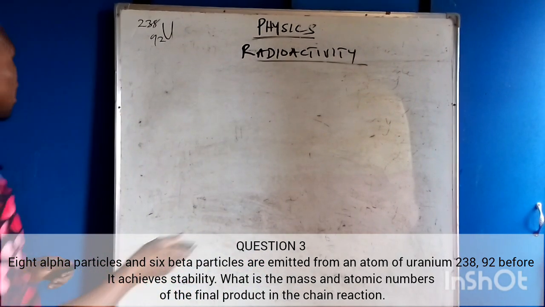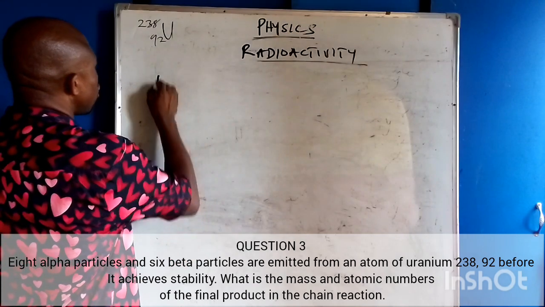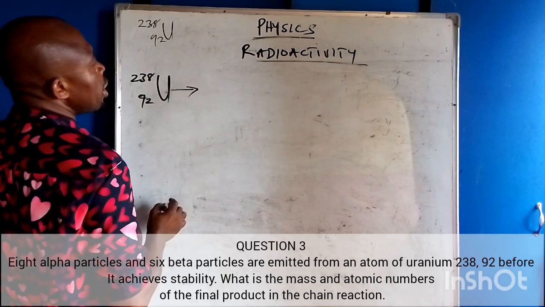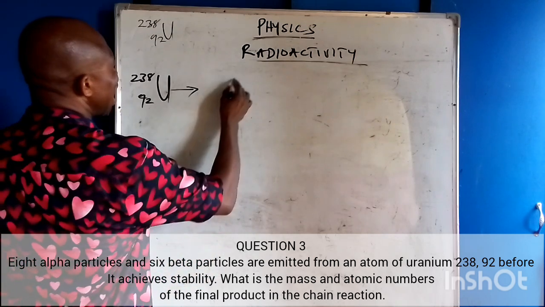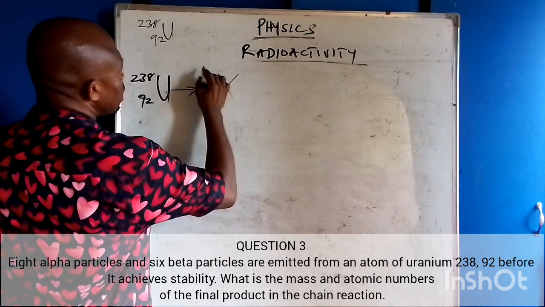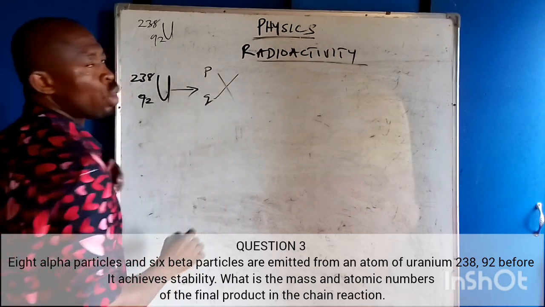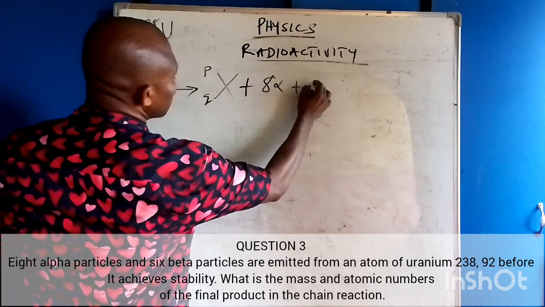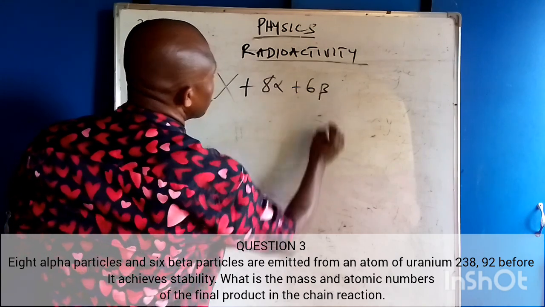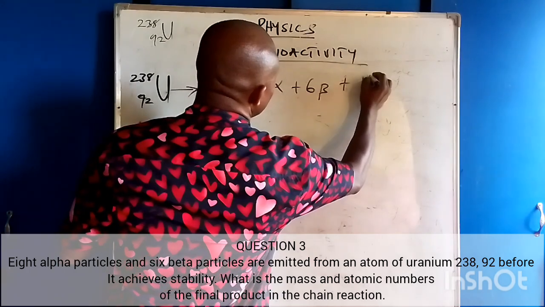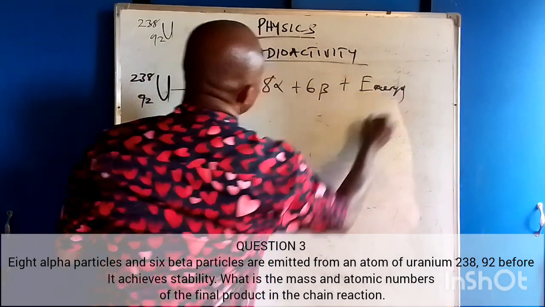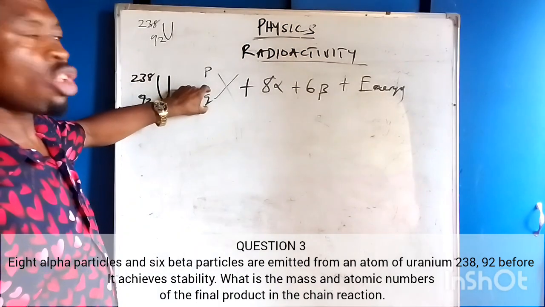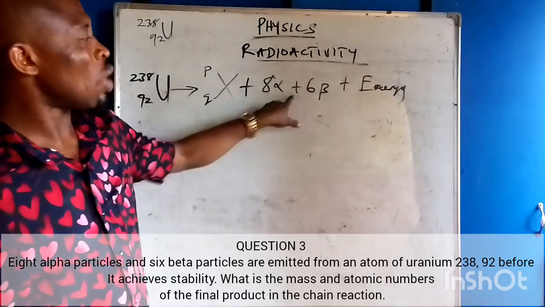So what we are going to do here now is, remember, this is uranium-238 with atomic number 92. It gives rise to, let's say, X, with mass number P and atomic number Q, plus 8 alpha particles, plus 6 beta particles, plus energy. So this is the equation. Now they ask what is the mass number and the atomic number of the final product.